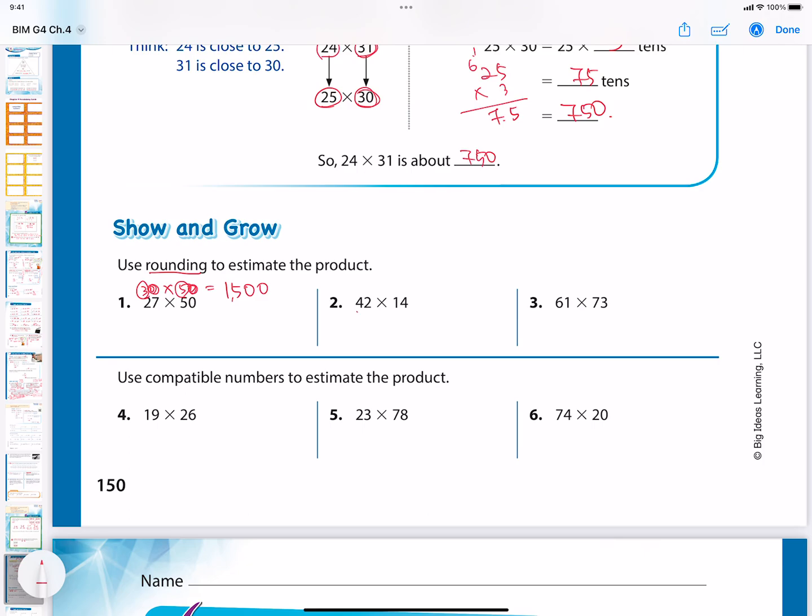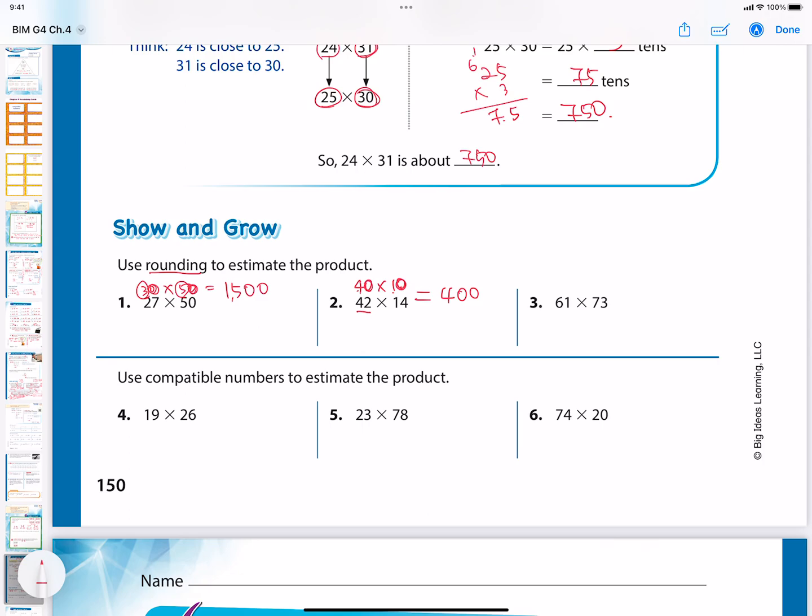Let's move on. 42, round down or round up? Yes, correct. Round down, which is 40 times. 14, round up or down? Round down. So we are going to say this is not 14, but 10 when you round this number. Okay, so 4 times 1, 4. How many zeros? 2 more zeros.